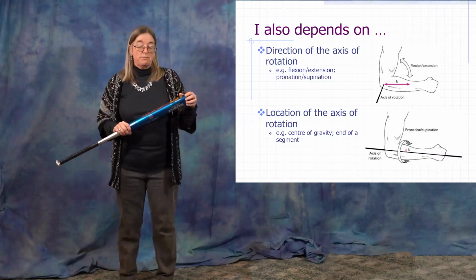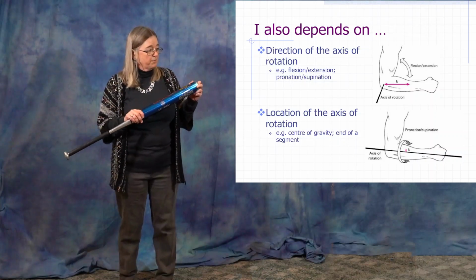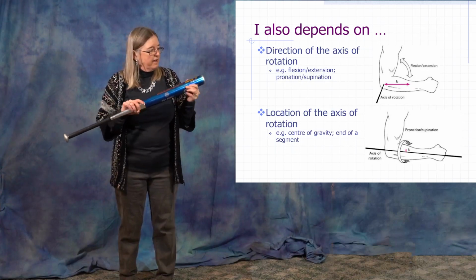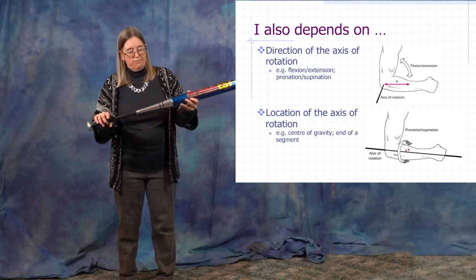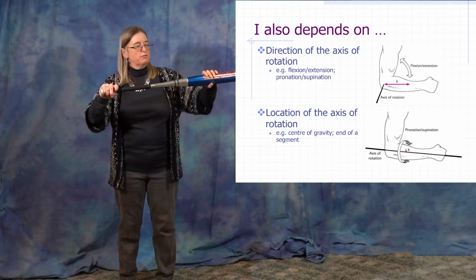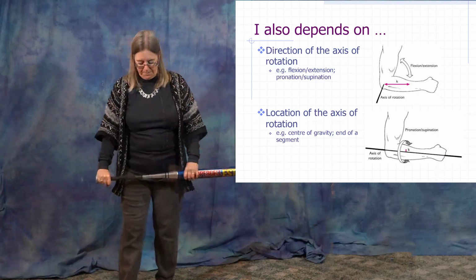The next one is going to be the location of that axis of rotation, and as we talked about, if my axis of rotation is at the center of gravity, it's going to be the smallest, but if it's at the end of the segment, it's going to increase.